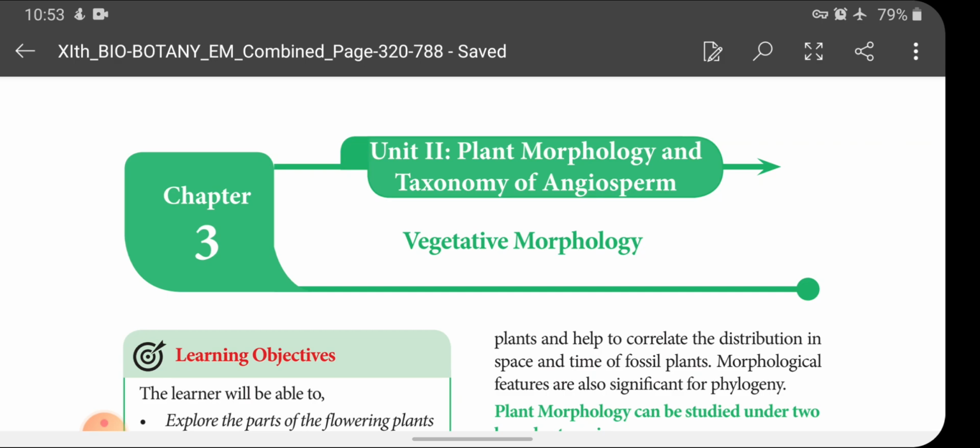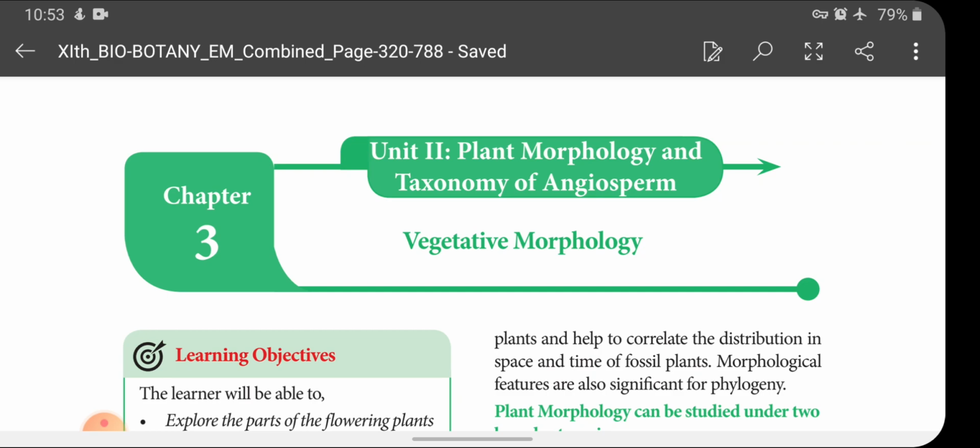Do you know what morphology is first? Morphology means the study of external structure of plants. The study of external structure of a plant is called what? Morphology. And vegetative morphology means what? Vegetative parts of a plant. What are the vegetative parts of a plant?